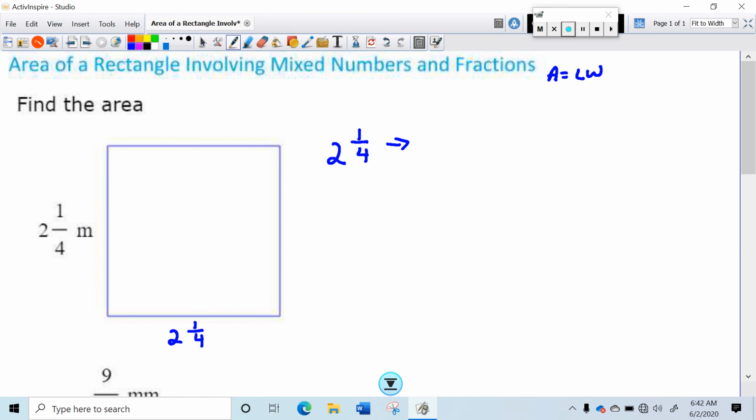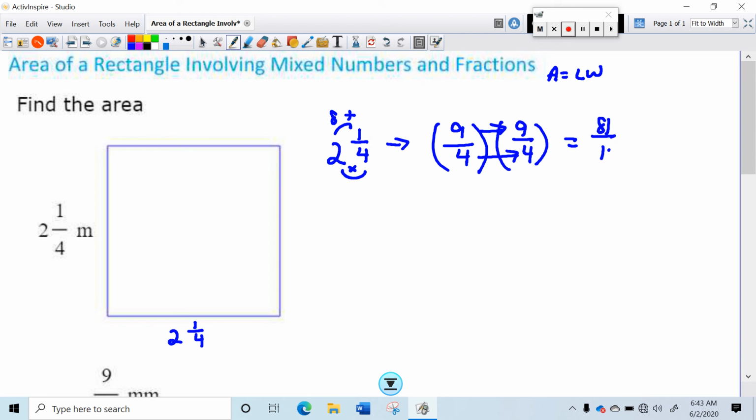So to do that, you keep your denominator and then you multiply. 4 times 2 is 8, and then you add. So multiply and add. 8 plus 1 is 9. So we are going to do 9 over 4 times 9 over 4. Now with multiplication of fractions, you go straight across. So 9 times 9 is 81. 4 times 4 is 16.